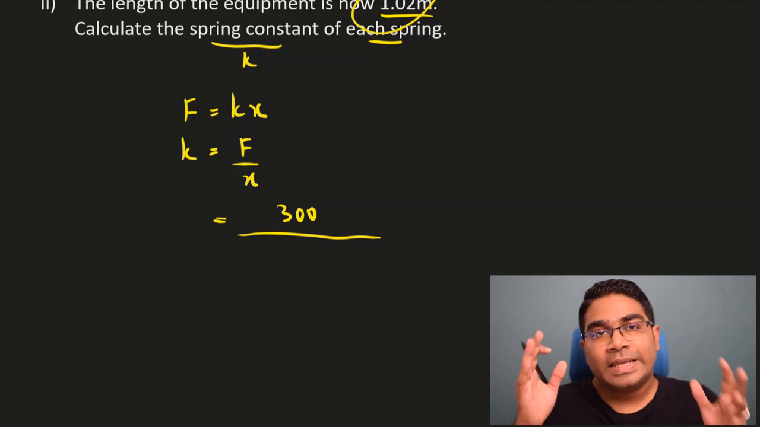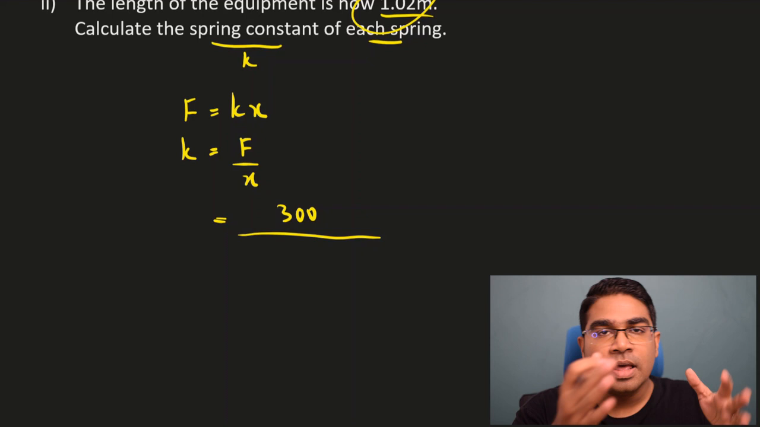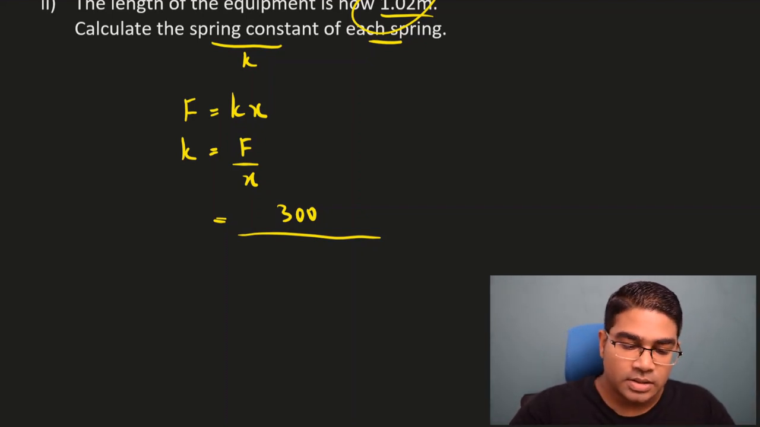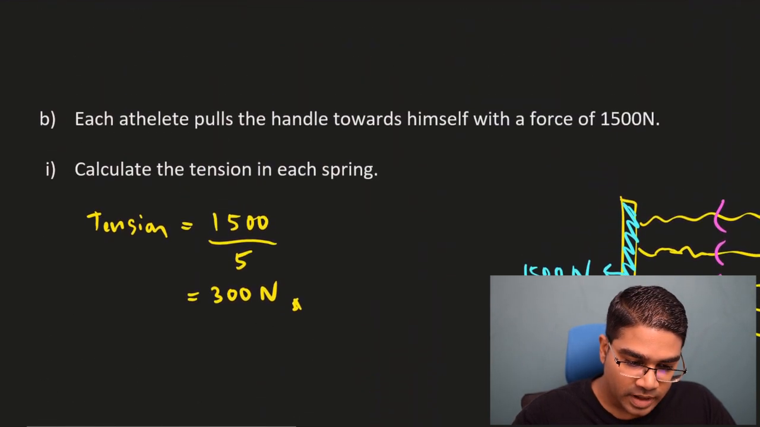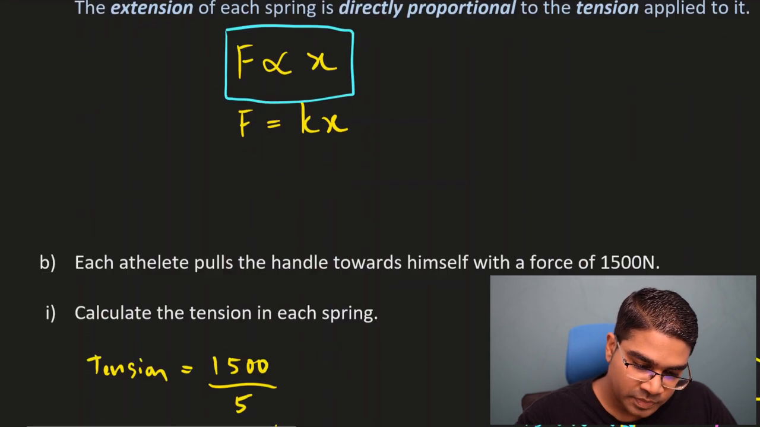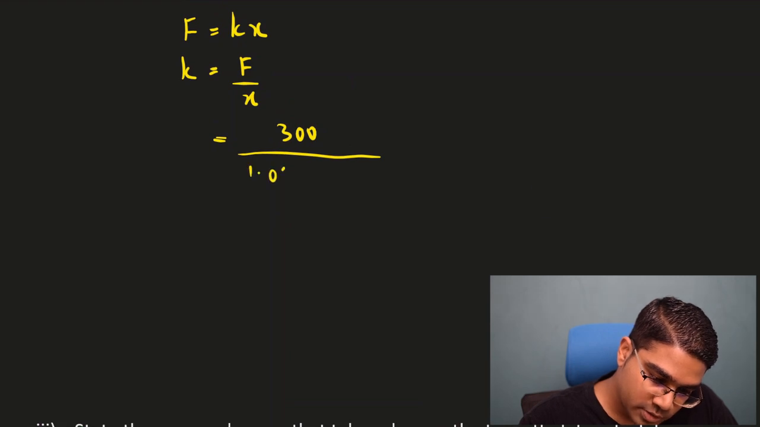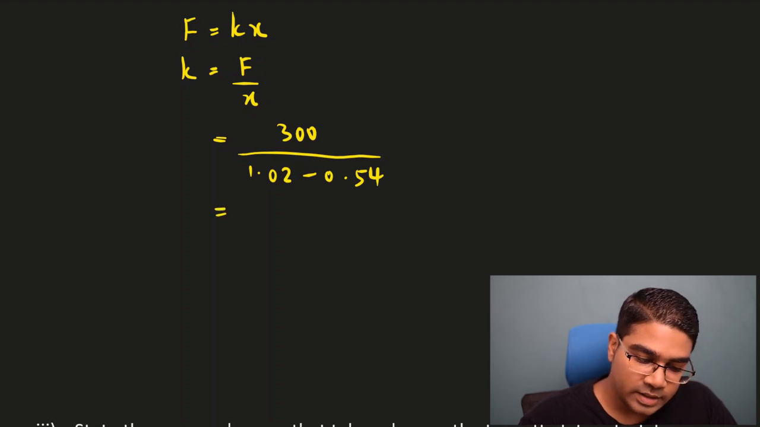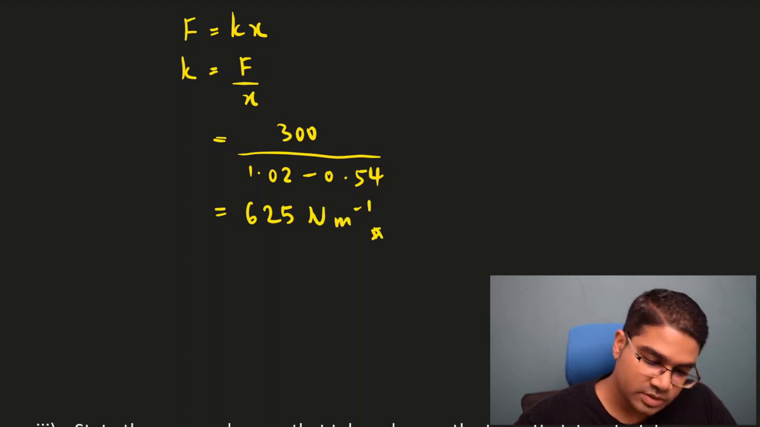So what is the extension? The extension is the length after the force is applied minus the original length, the unstretched length. So here both are given to us. The question says that after stretching it is 1.02 and the original length before stretching is 0.54. So the extension would then be 1.02 minus 0.54. So key this into the calculator and you will get 625 newton per meter. This is the spring constant.